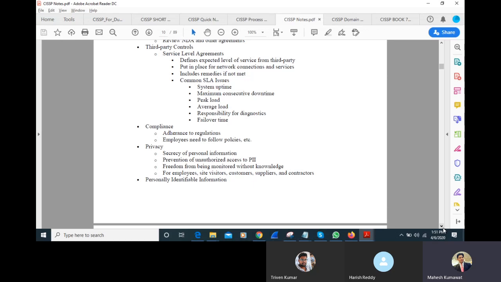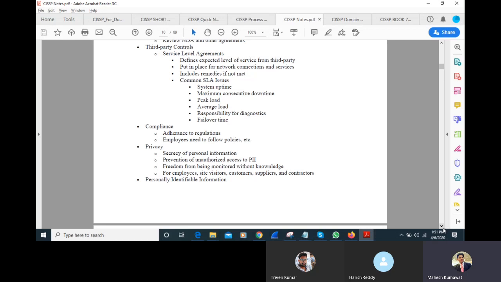And we have some requirements of compliance and privacy: secrecy of personal information. How the company is going to secure your personal information, like your license information, your Aadhaar card information, your mobile number, or your date of birth. Prevention of unauthorized access to PII, that is, unauthorized access to personal information. Freedom from being monitored without knowledge, for employees, site visitors, customers, suppliers, and contractors: what sort of privacy they have.